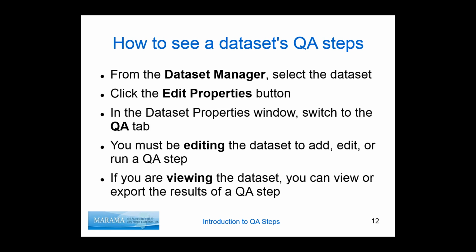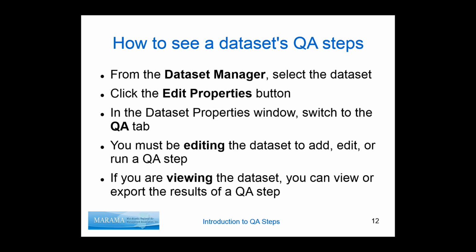So to get started with data sets, the first thing that we need to do is be able to see the data, the QA steps on the data set. So you've already seen the properties of the data set quite extensively, and we talked briefly about the QA tab on the dataset properties window, and we'll see a screenshot in just a second.